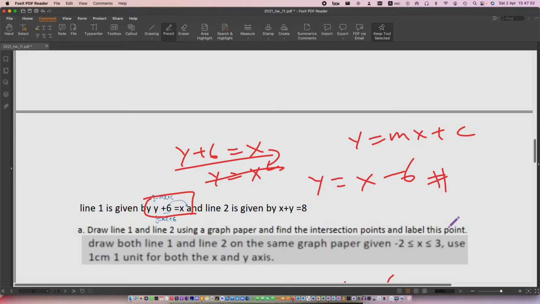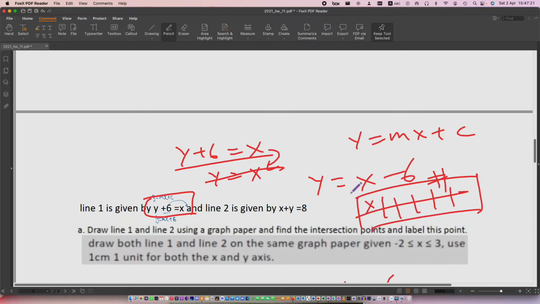None of this is minus 6. Do you know why? Where's your table? For y equals x minus 6. Where's the table? You say this is the table, right? Yeah. Okay, let's do it one by one.